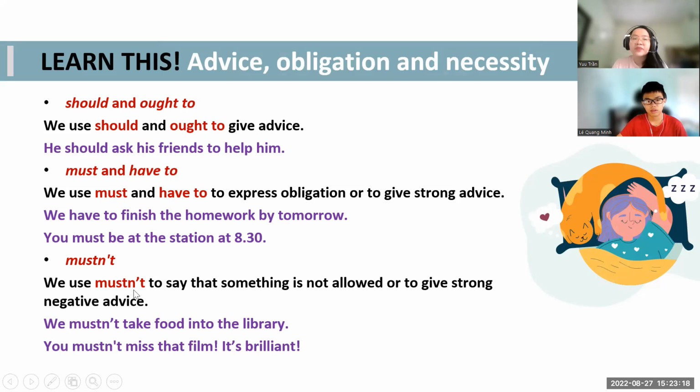Mustn't, we use mustn't to say that something is not allowed or to give strong negative advice. Rồi, mustn't ở đây là gì? Là điều cấm kỵ, chúng ta không được phép làm, đúng chưa nào? Đó, rồi. We mustn't take food into the library. Chúng ta không được phép mang đồ ăn vô trong thư viện.